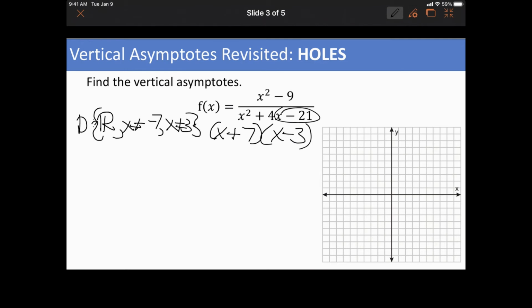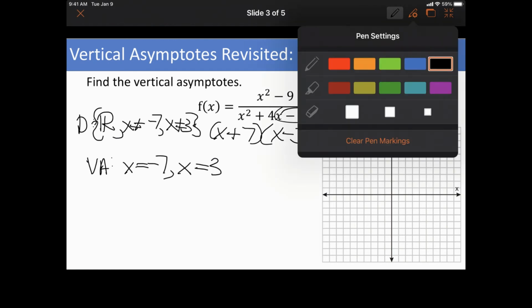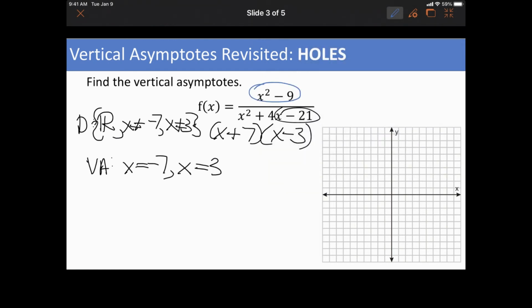And generally, I would say, okay, the vertical asymptote would be x equals -7 and x equals 3. However, this is not true. What you have to do is look in the numerator. So you have to say, okay, is there anything I can do there? Can I factor that? Yes. So you're going to factor this, and you're going to rewrite your factors on top of each other. So now I'm going to write it like this.